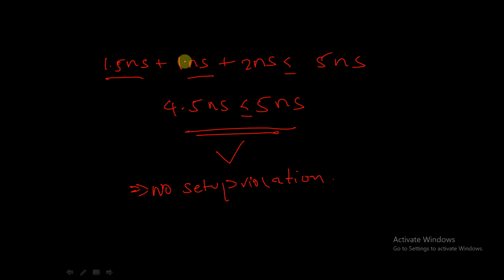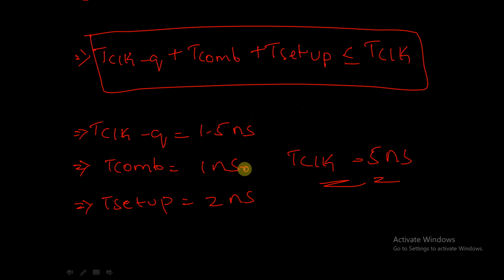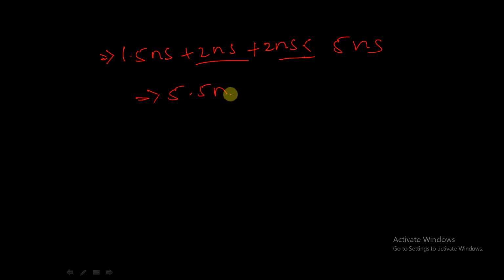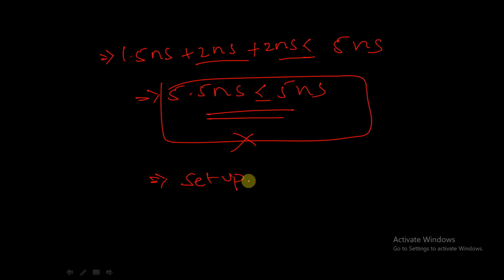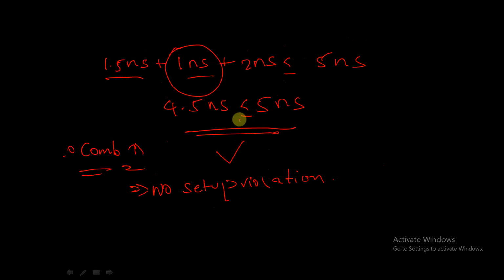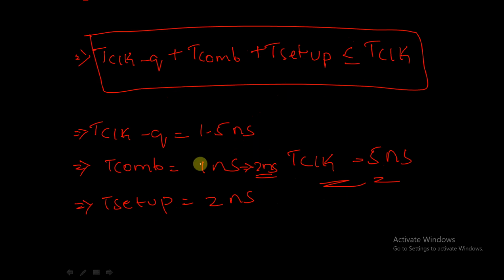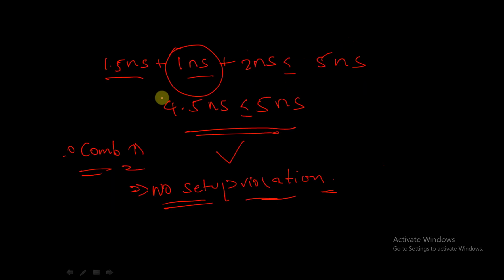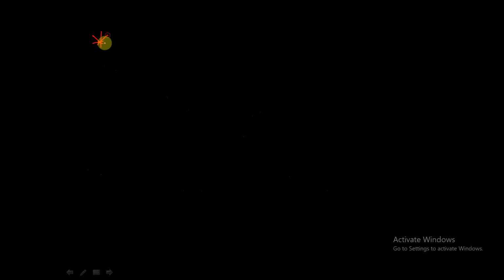Right? So what if the combinational delay is increased? Let's say T combinational is around 2 nanoseconds. Then 1.5 nanoseconds plus 2 nanoseconds plus 2 nanoseconds should be less than or equal to 5 nanoseconds. Then 4 plus 1.5, that is 5.5 nanoseconds, which is not less than or equal to 5 nanoseconds, so it is not valid. There will be a setup time violation, right? So when the combinational delay increases, there will be a setup time violation. This is how we calculate whether there is a setup time violation or not, by using this equation. This is about setup time and setup time violations. Next, let's calculate hold time.